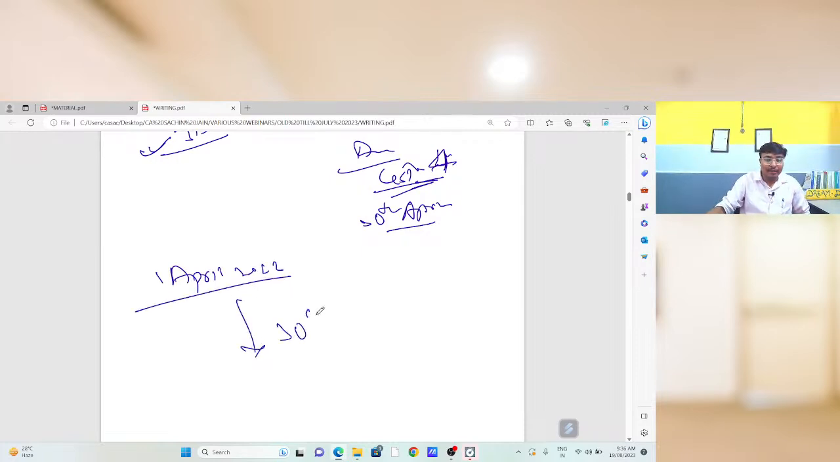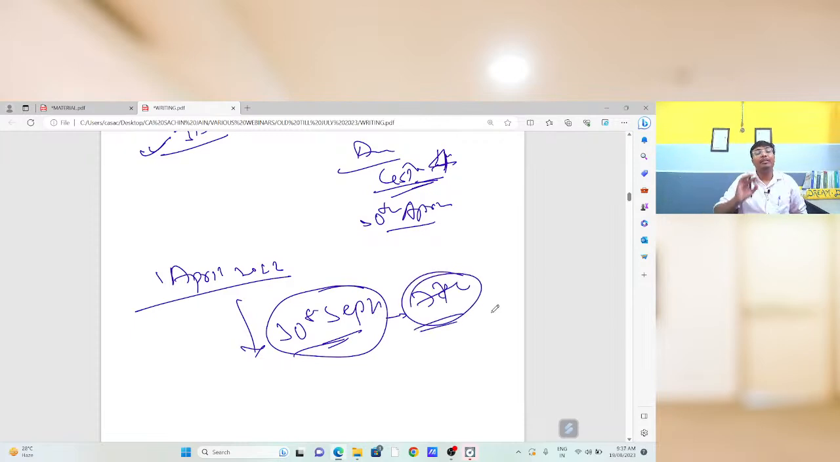During the year, on 30th September, if my turnover exceeds the specified limit of that composition scheme, that is 75 lakh rupees, 1.5 crore rupees, or in case of services 50 lakh rupees, in that case I need to take the registration under the regular scheme within 7 days.